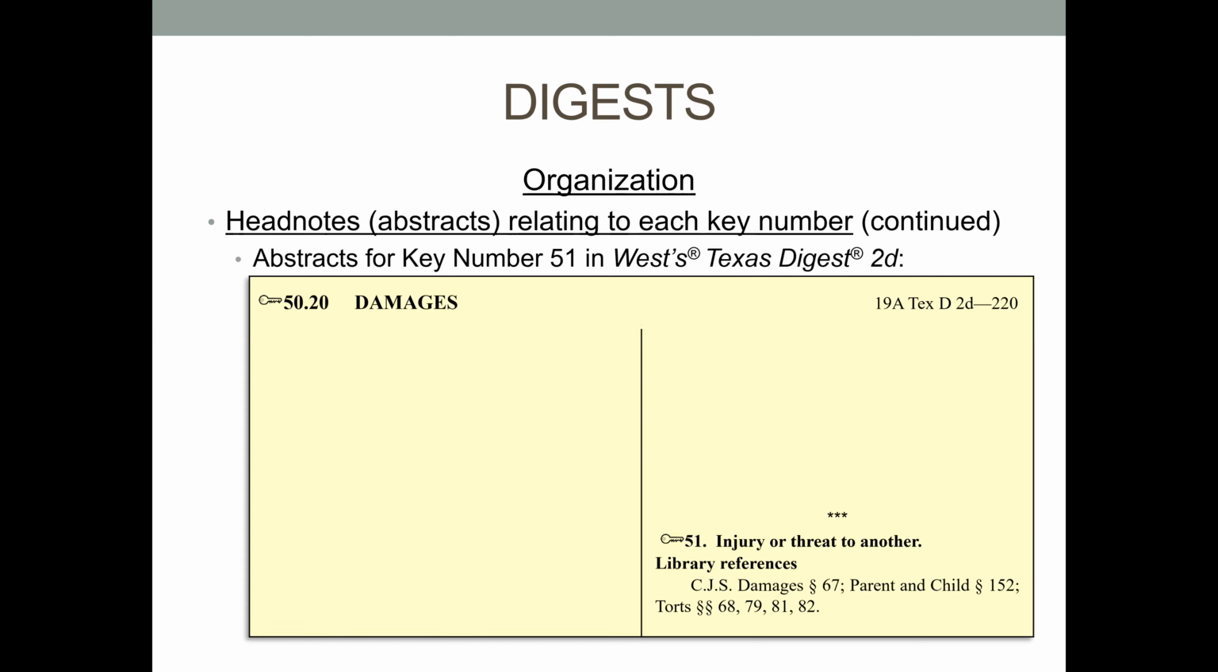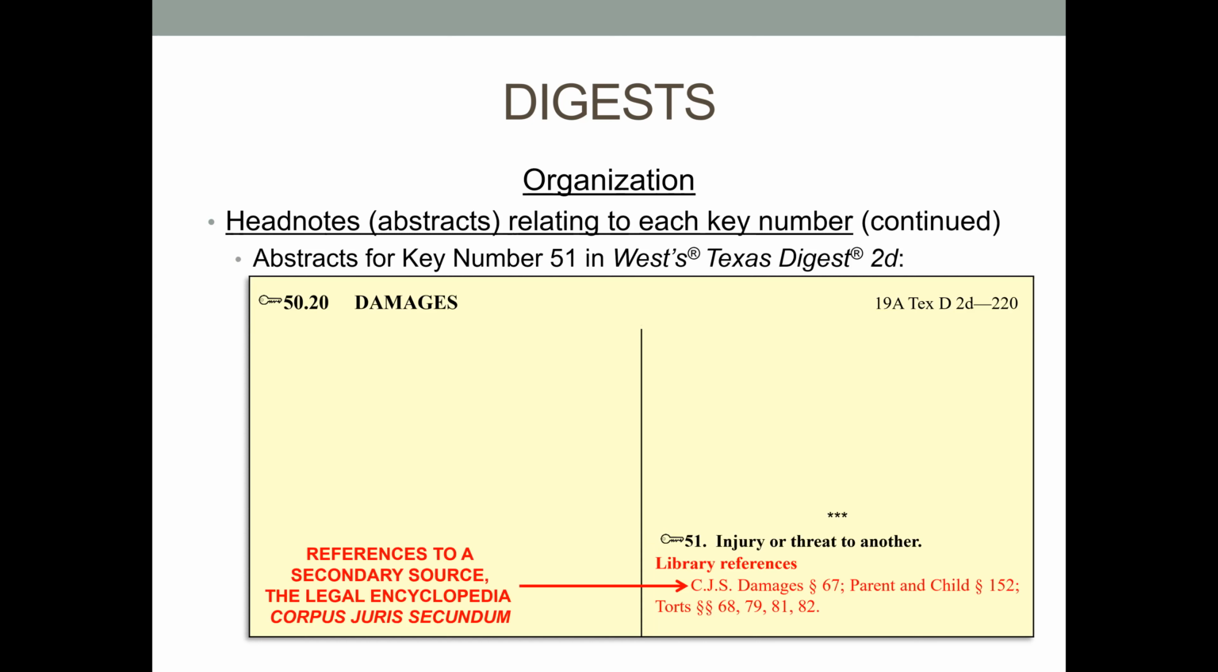Now let's look at head note number 51. Remember, that was another head note subtopic from Boyles versus Kerr. So here you would just try to find the heading for key symbol 51. And here we found it.